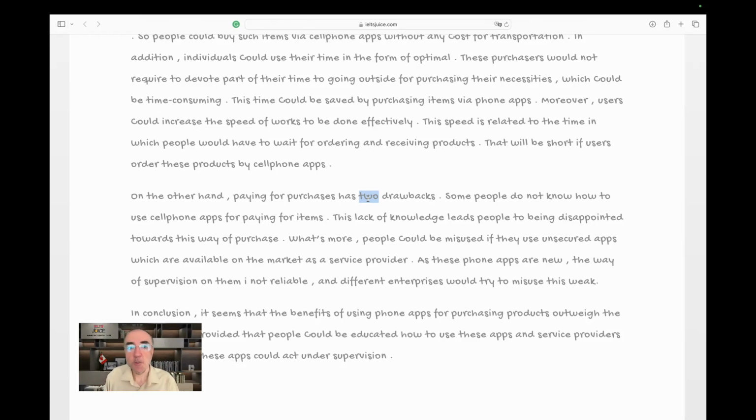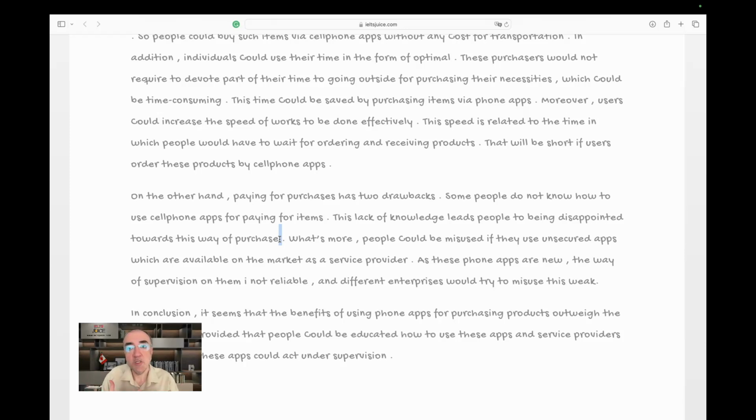Some people do not know how to use cell phone apps for paying for items. Very valid point. That's a key element. This lack of knowledge leads people to be disappointed with, not towards, with this way of purchase. Okay. It's a valid point. I needed maybe one more sentence to help me understand it in full. Like, disappointment is a huge word.